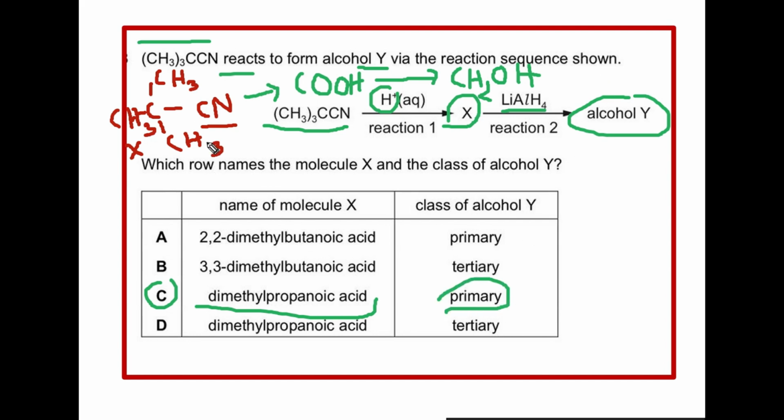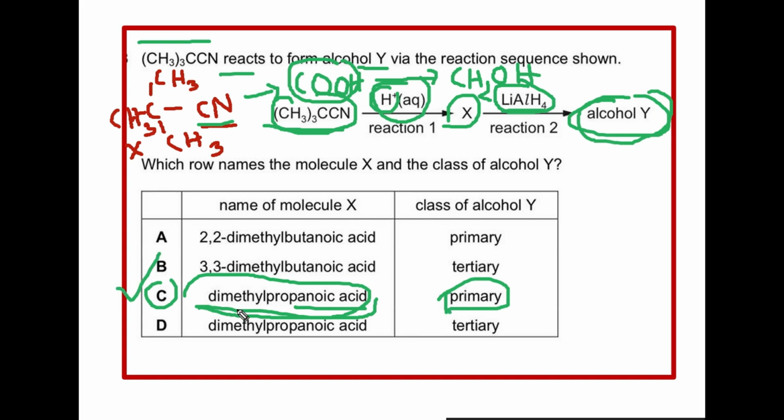Why? You see, this is the dimethyl propanenitrile. So the CN group will convert to a COOH group by acid hydrolysis. So dimethyl propanenitrile will convert to dimethyl propanoic acid by aqueous acid hydrolysis. Then the carboxylic acid, I mean dimethyl propanoic acid, if you reduce with lithium aluminum hydride, will form a primary alcohol. So Y will be a primary alcohol, and C is the correct answer: dimethyl propanoic acid, and the primary alcohol.